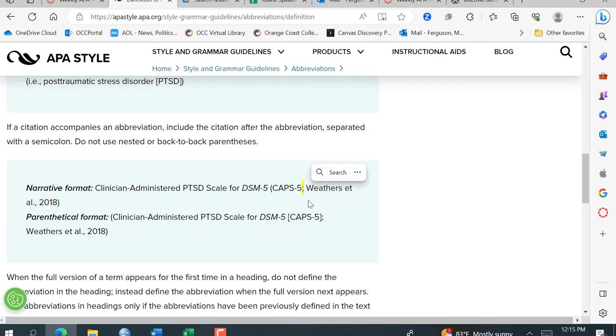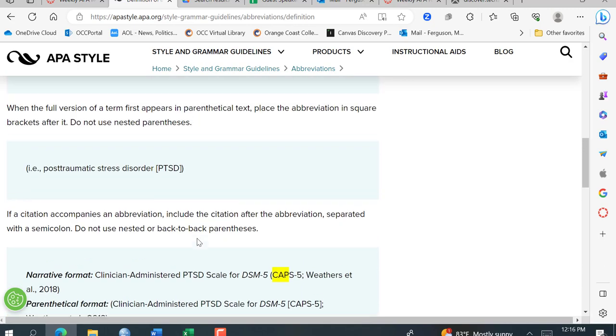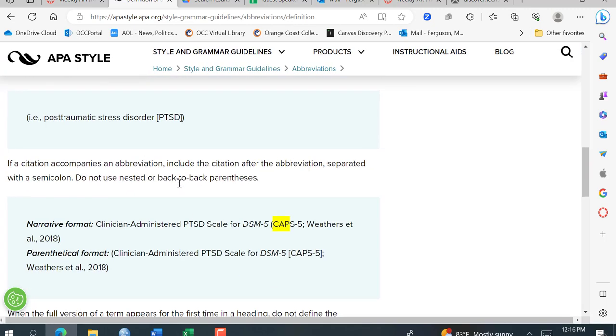This is another rule that we'll be learning this semester. If you're going to do it all in a parenthetical format, which is very uncommon in writing style in this class, you would then put that abbreviation in square brackets. But if it's in a narrative format and this is within the writing of the sentence, you put the abbreviation and the citation all within parentheses and separate with that semicolon. Now, not every abbreviation obviously needs to be cited. Just like up here, PTSD did not need to be cited.